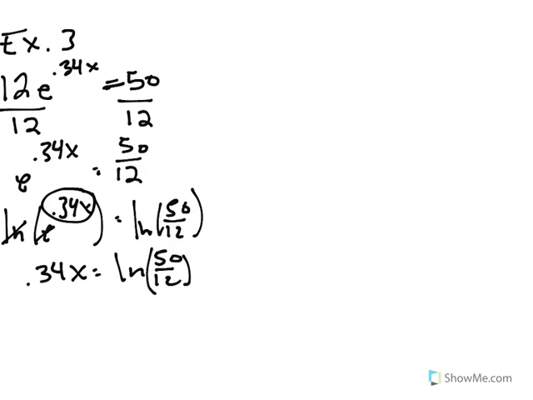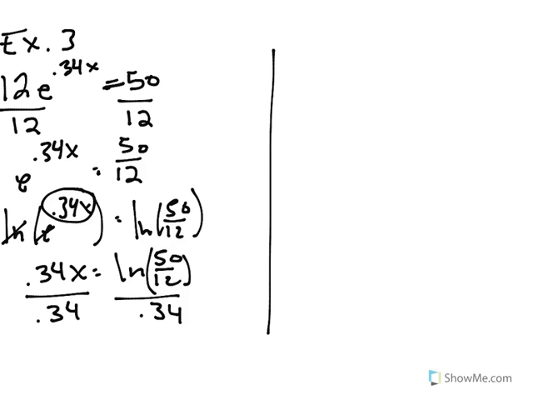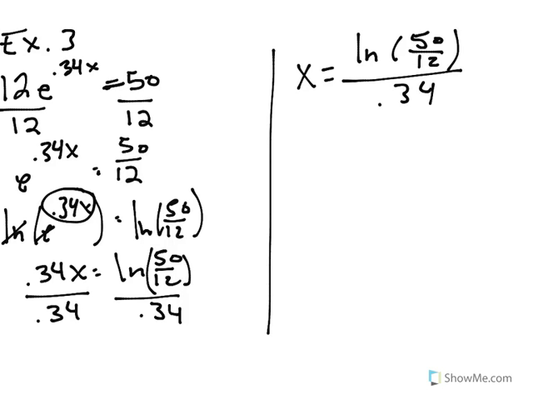So now we're just going to use algebra and get x alone. So we'll divide both sides by 0.34. So now we are left with x equals the natural log of 50 over 12, all divided by 0.34. And we can leave that like it is, because natural log of 50 over 12, again, is just a number.